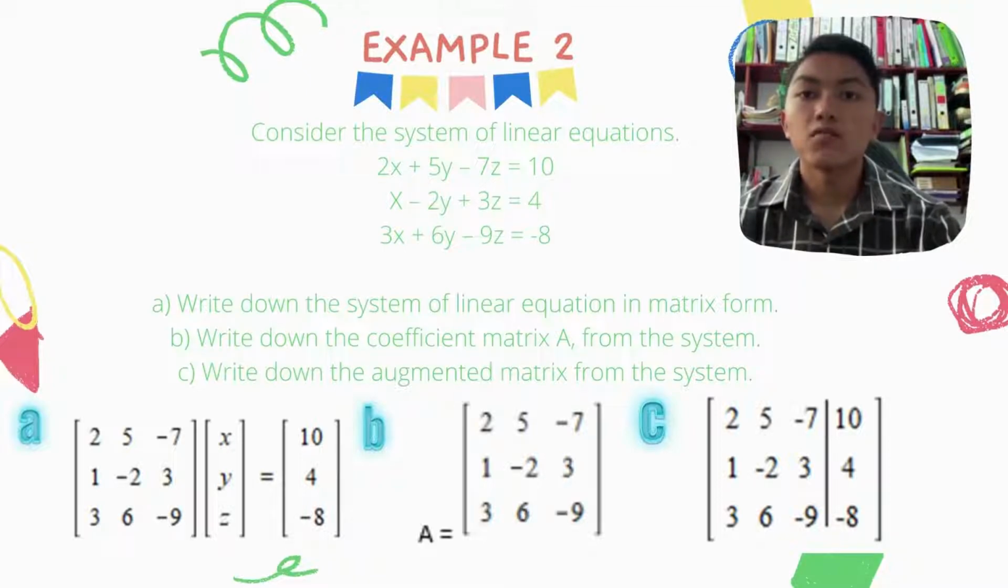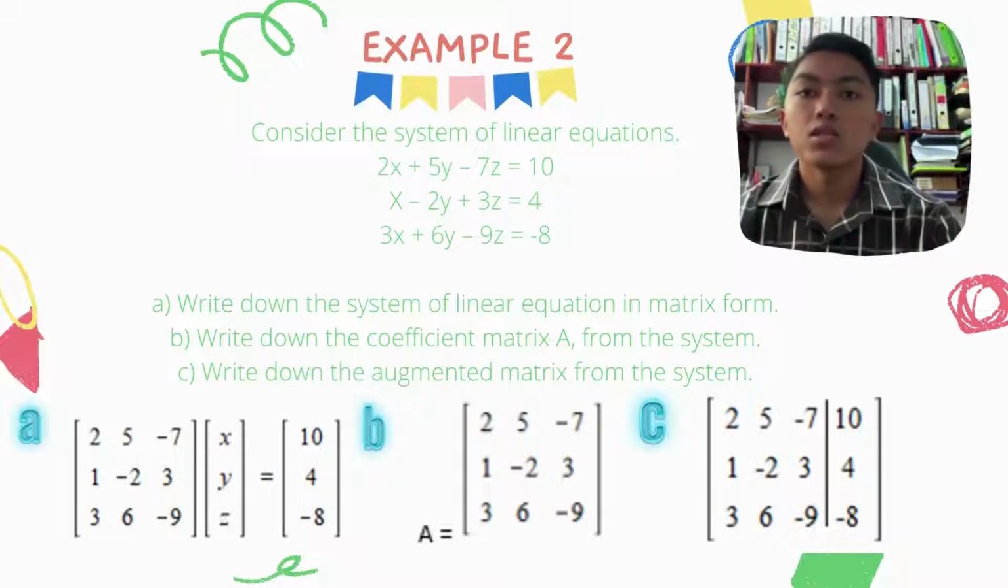Matrix A is the coefficient matrix, so we just fill the value of x in column 1 and the value of y in column 2 and the value of z in column 3. Matrix X, we just put the variables x, y and z. And for matrix B, we just fill the constant values, that is 10, 4 and negative 8.